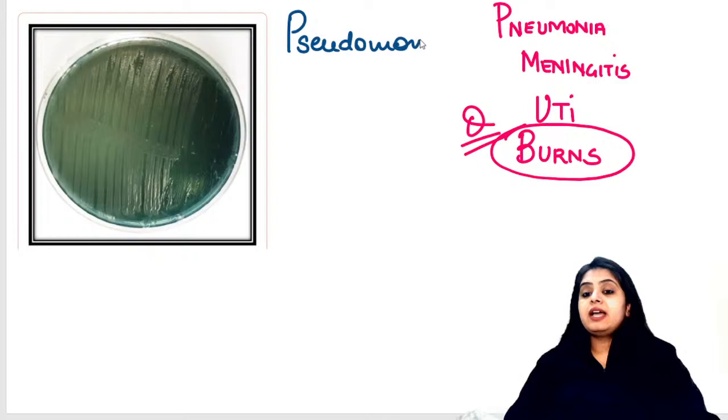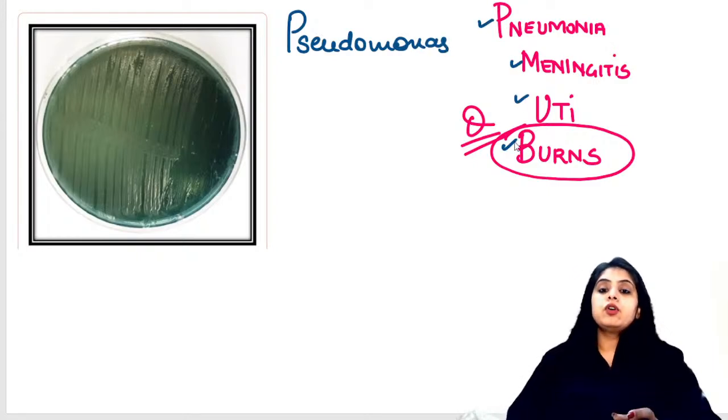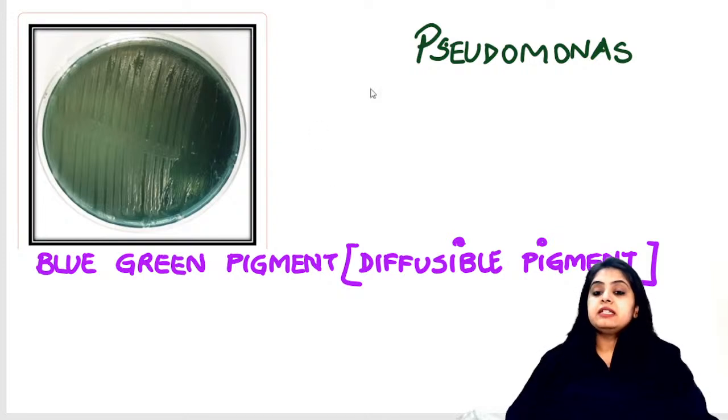So now how will I identify pneumonia, meningitis, UTI, burns? Hundreds of organisms can cause these infections. How did I say this is only Pseudomonas? Because Pseudomonas is very famous for a pigment. कौन सा वाला pigment? It is this blue green.